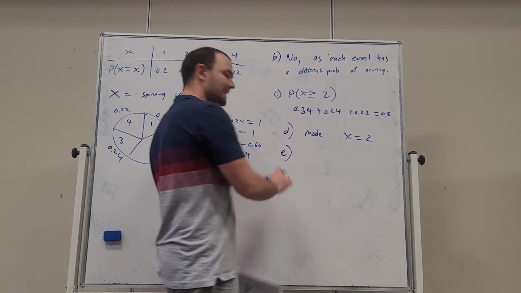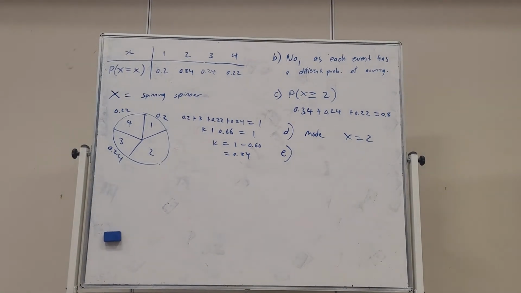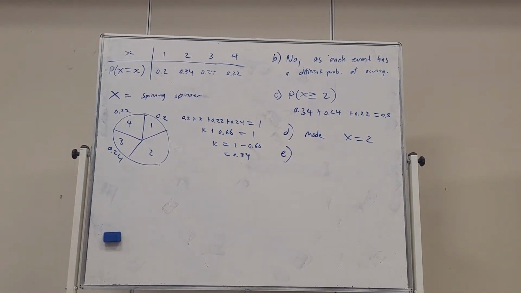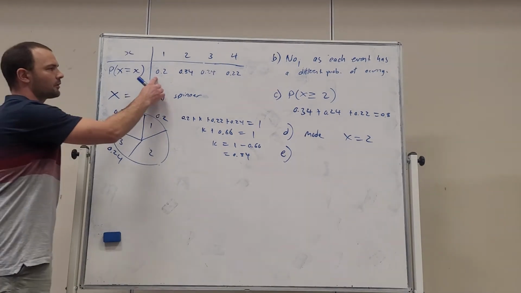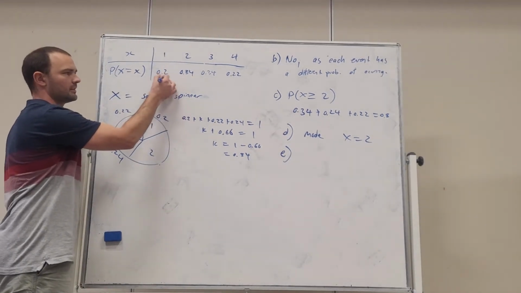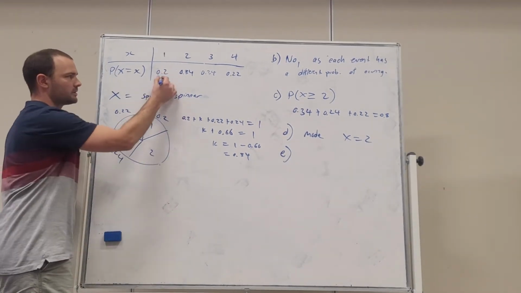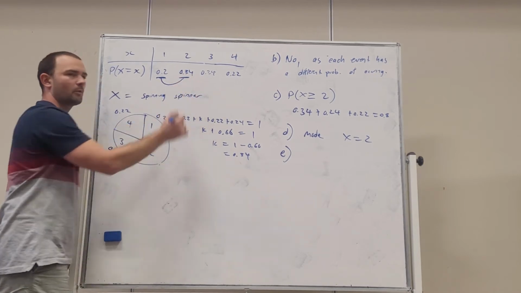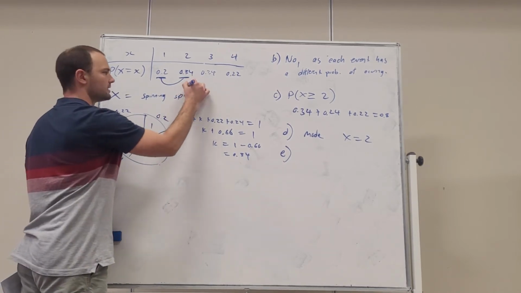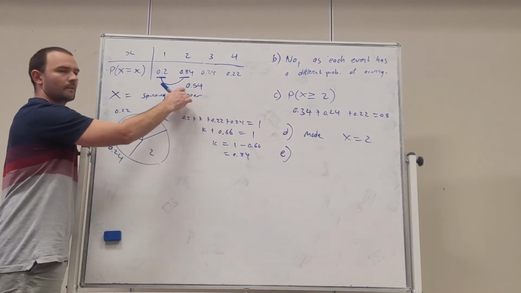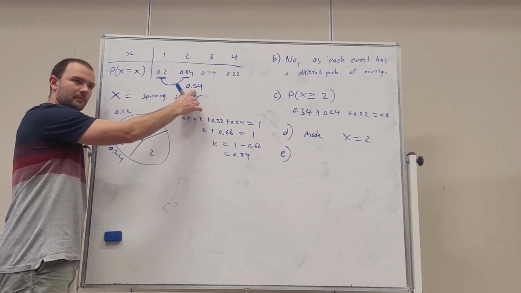E, the median. Okay, so this one's a little bit trickier, requires a little bit more involvement. We've said the median occurs when the cumulative probability reaches 0.5. So if we look here we've got 0.2. Okay, so it's not at the median yet. And if we go 0.2 plus 0.34, we've got 0.54.